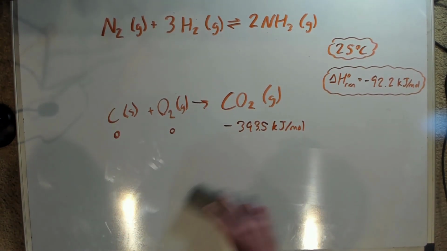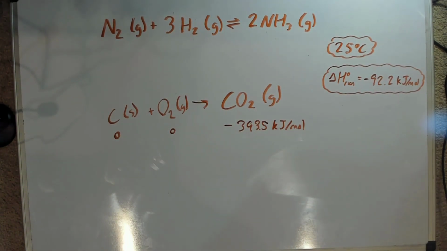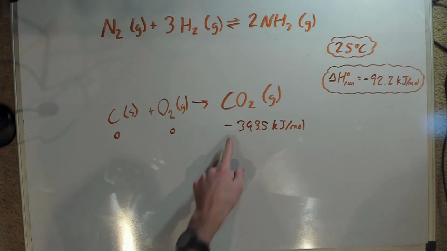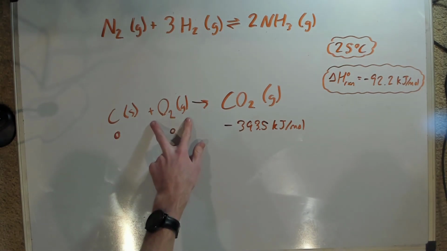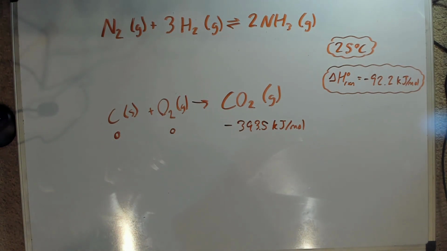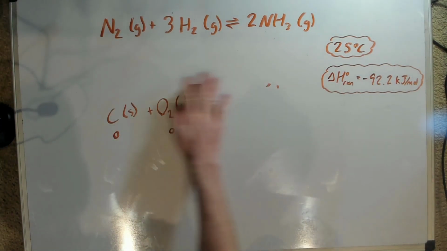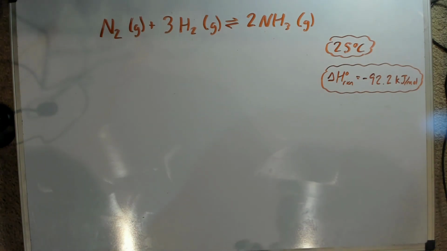Just because that's the amount that this thing releases at any one given point in time, it's a negative. So that means that carbon and oxygen, when you mix them together to form carbon dioxide, they release that much amount of energy, hence the negative. So let's try to compare that to our original problem now.